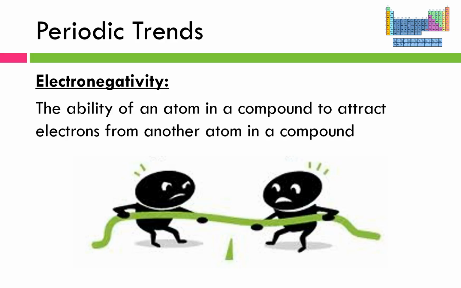Basically, you can think about electronegativity in terms of tug of war. In order to play tug of war, you need 2 people. In order to play electronegativity tug of war, you need 2 atoms. They have to be bound together. And the people in tug of war are fighting over a rope. In electron tug of war, they're fighting over an electron. So certain atoms are going to be better at attracting electrons towards themselves in a compound than other atoms.